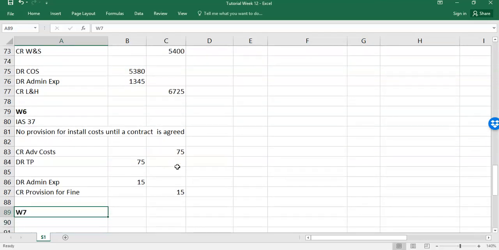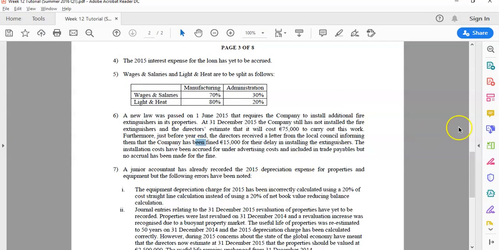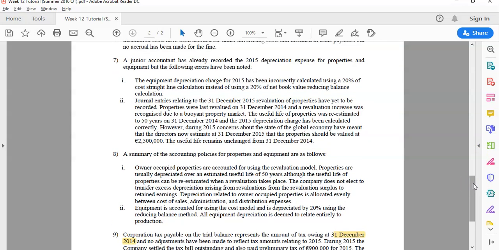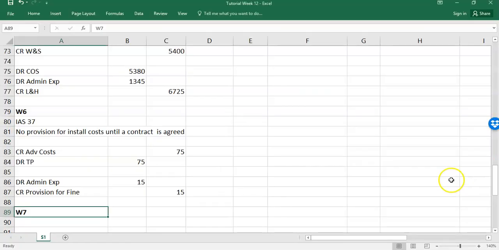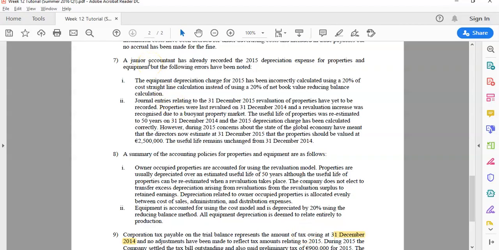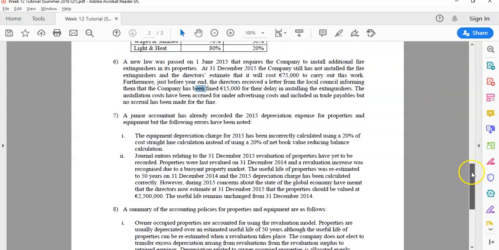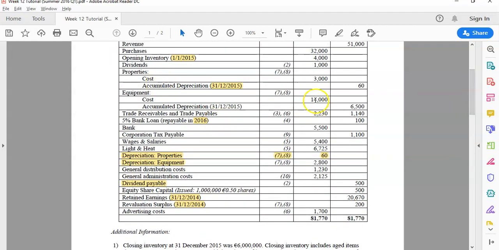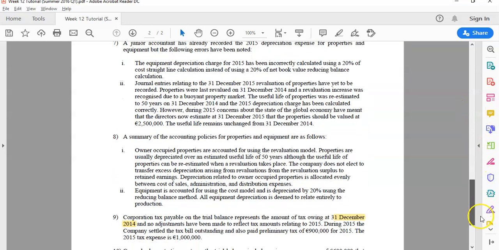All right. So we're then on to working 7, which we're going to do work note 7 and note 8 together, which is to do with IAS 16, property, plant and equipment, incorrect depreciation, and also fair value adjustment as well. So we're told here equipment for the year was incorrectly calculated 20% straight line instead of 20% net book value. So we have to adjust for that firstly. So you're told here, there's your equipment, and they charged 2.8. So you're told down in note 8, your equipment is 20% reducing balance.